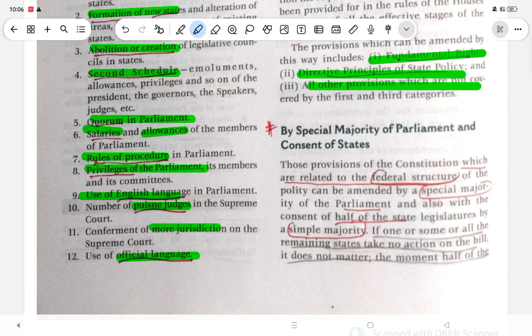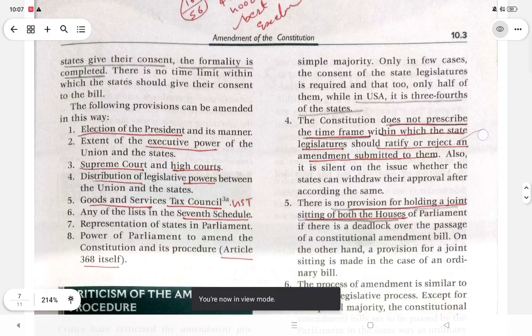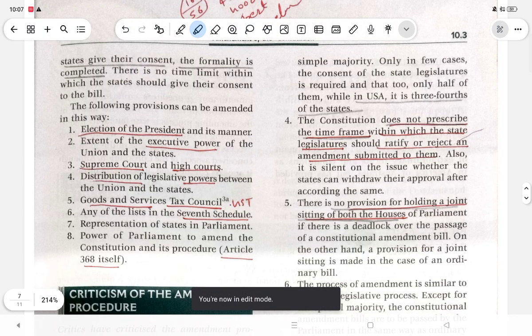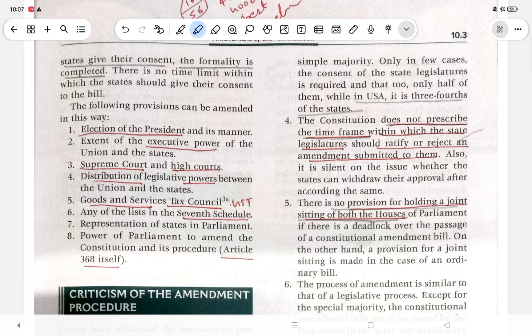Those provisions of the Constitution which are related to the federal structure of the polity can be amended by a special majority of the Parliament and also with the consent of half of the state legislatures by a simple majority. If some or all of the remaining states take no action on the bill, it does not matter. The moment half of the states give their consent, the formality is complete. There is no time limit within which the states should give their consent to the bill.